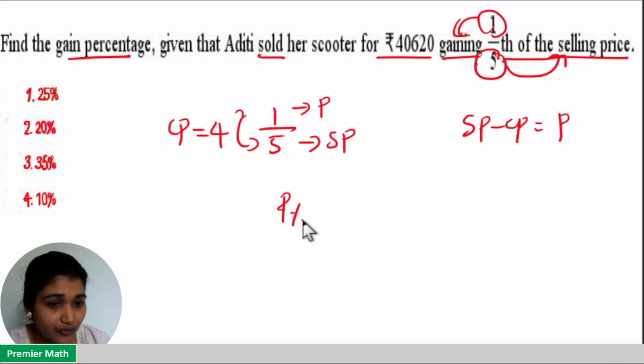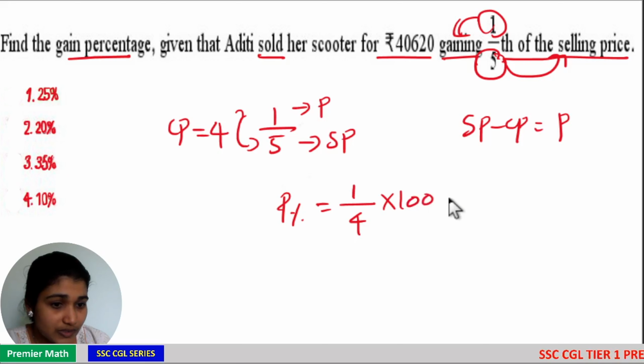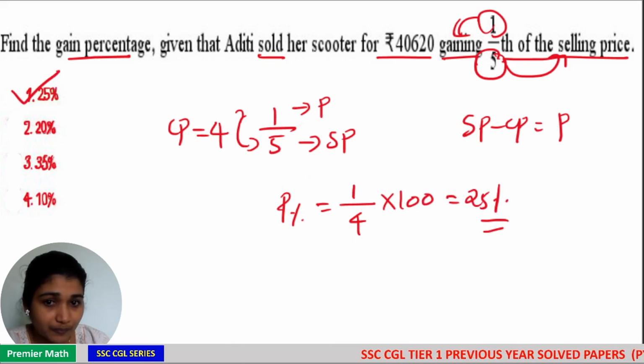Now here profit percentage is equal to 1 part profit received from this 4 part cost price. If you convert it into percentage, which is 25%. So option 1 is your answer.